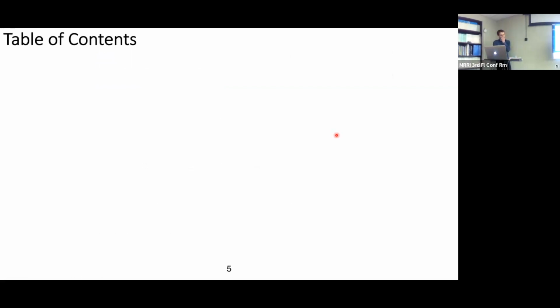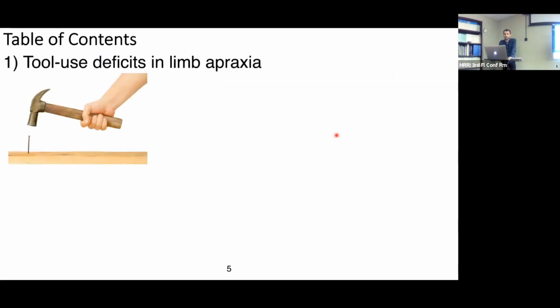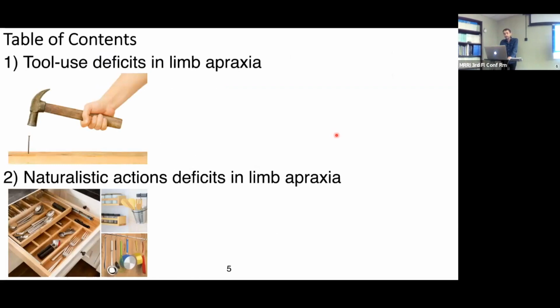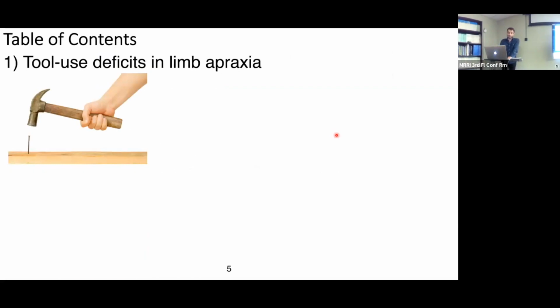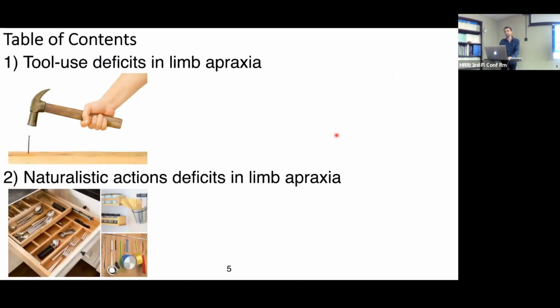Okay, let's start with what I'm going to talk about. My presentation for today will be in two different sections. In the first section, I'm going to talk about tool use deficit in apraxia. I will present some preliminary data that's been collected on that. The second section will be more about naturalistic action deficit in apraxia. By that, we'll talk about more daily life situations, and not only single tool use, which will be the case in the first section.